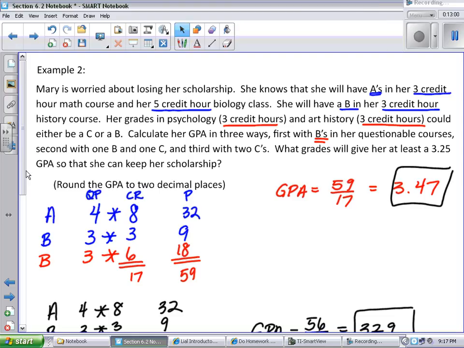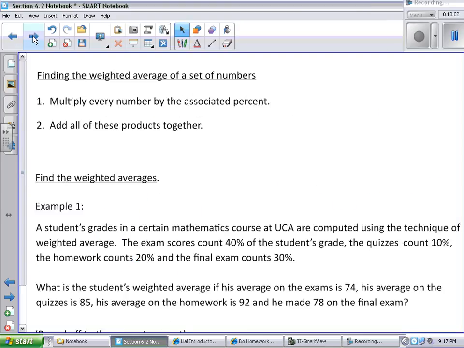Next, we're going to talk about some weighted averages. In a weighted average of a set of numbers, different numbers count as a different weight or a different percentage, like when we're calculating course grades. To find a weighted average, multiply every number by the associated percent. Of course, we change the percent to decimals when we do the multiplication, and add all of the products together.